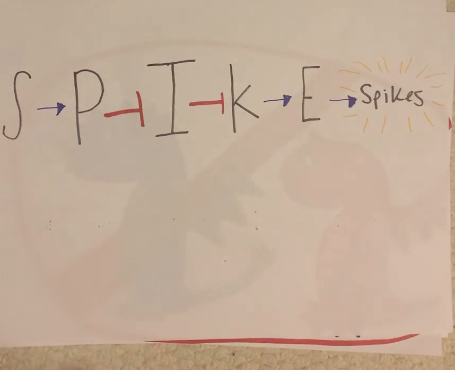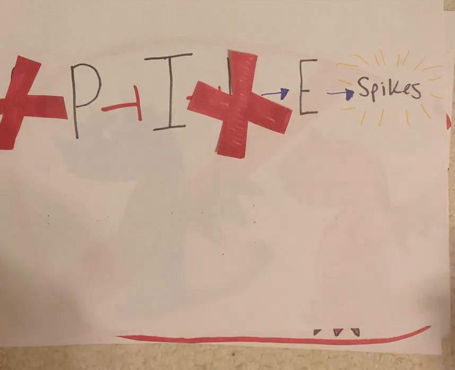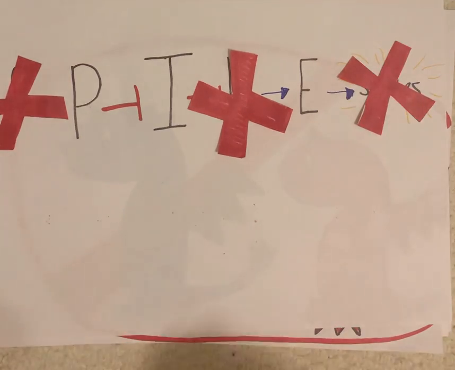The last mutation the dragons wanted to test out was an S and K. If S is mutated, then there is nothing promoting P, meaning that I will not be blocked and will actively repress K. Since K also has a mutation, it will not be repressed. But it also cannot promote E, meaning that E can then not promote the formation of spikes.